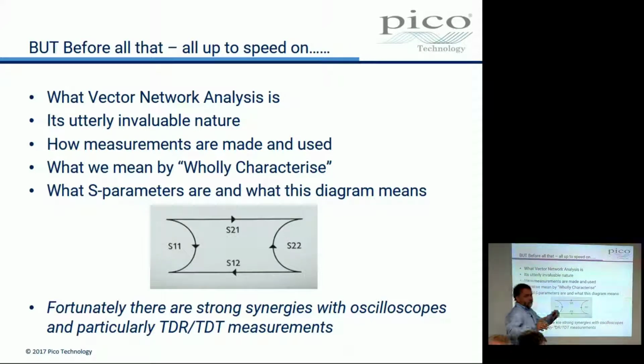Right, but before we try and learn about all of those parameters, we need to understand a bit more about what vector network analysis is, why it is utterly invaluable in nature, how measurements are made and used, what we mean by wholly characterizing, what S parameters are and what this diagram means. This diagram is right on the front of the instrument so that everybody remembers what these little S11, S21 and S12 are. But of course at this point you don't know, perhaps you don't even know what those are. So hopefully you will by the time we're finished.